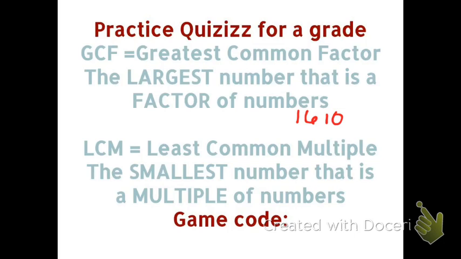Because a lot of people get confused by those words greatest and least. They think greatest is going to be a big number, and least they think it's going to be a small number. But in this case, greatest means the greatest that goes into both of them. Least means the smallest that it could be, which has to be bigger than, or at least the biggest number. Yes, hold on one second.